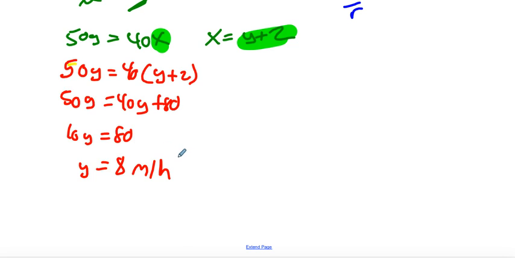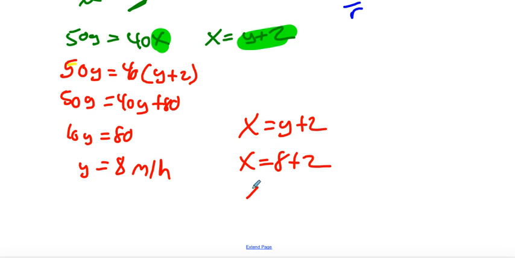Great. But now we need to find x, or Van's rate. That means x is equal to y plus 2. I know what y is now, so x must be 10 miles per hour. Great. So I have 10 miles per hour and 8 miles per hour. For Van, it's 10 miles per hour, and Ivy is 8 miles per hour.